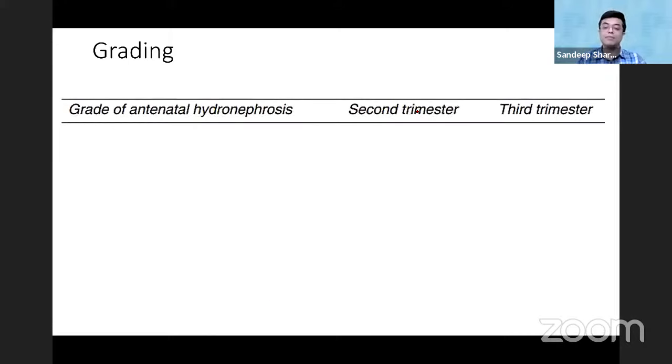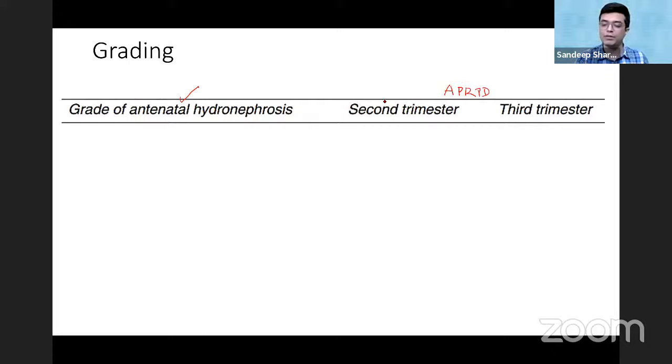Now coming to the abnormal values. So what is the grading system that we follow? On one side, you have the grade of antenatal hydronephrosis, which will be mild, moderate, severe. And then we have the APRPD values.